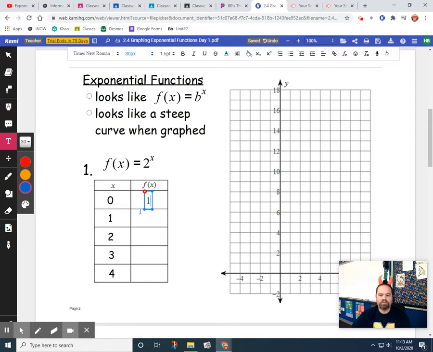And then I go through and evaluate my other exponents. 2 to the 1st power is 2. 2 to the 2nd power, the text box isn't liking me, is 4. 2 to the 3rd power is 8. So I'm doubling this thing every time. And 2 to the 4th power is 16.